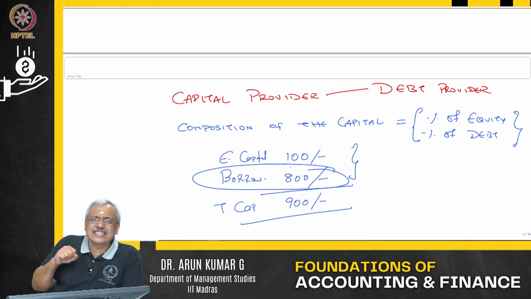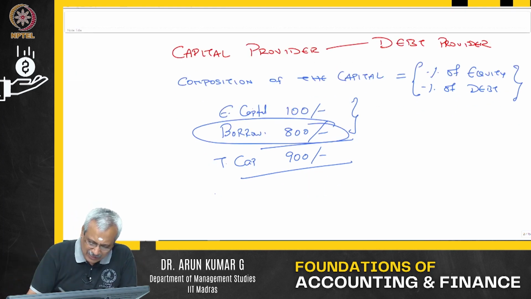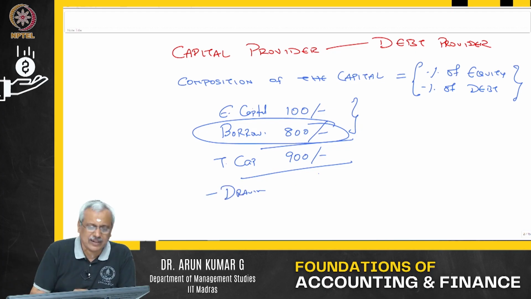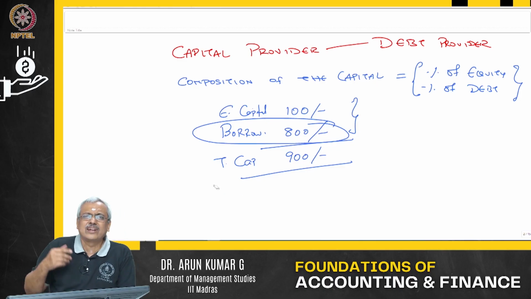I draw $100 back from the company. In this particular case, total capital. Now I will say drawings, if I am a partner or whatever, or if I can withdraw, I need not use it as drawings, I can withdraw in many forms.